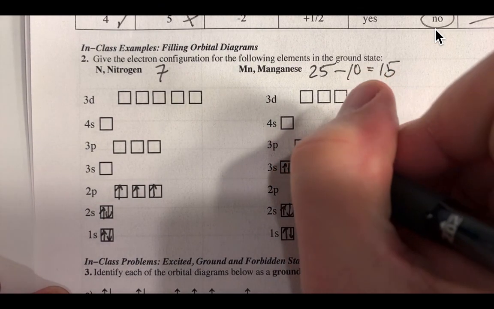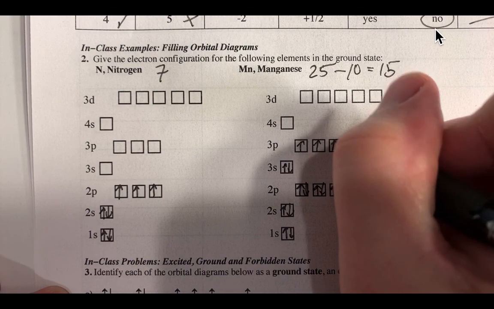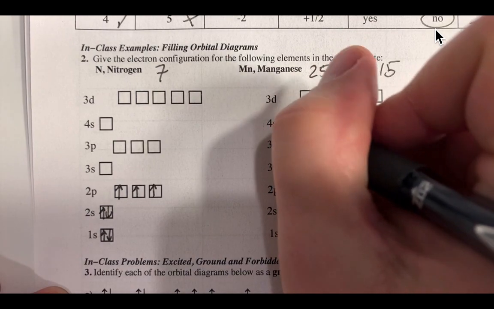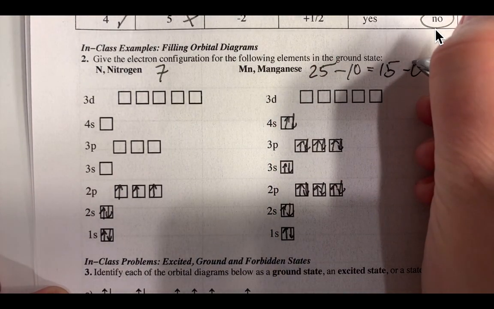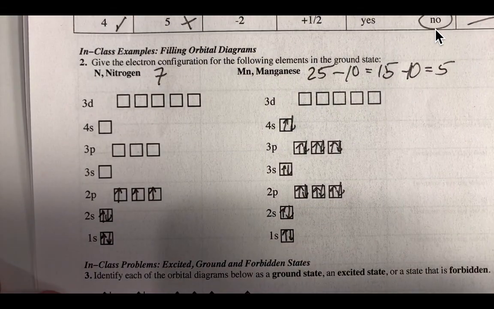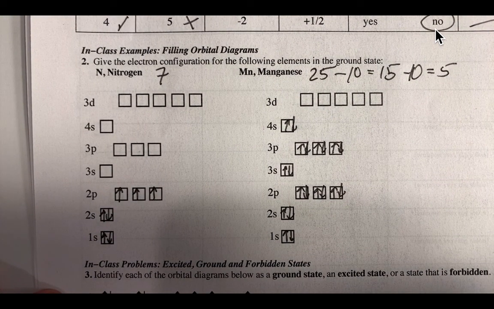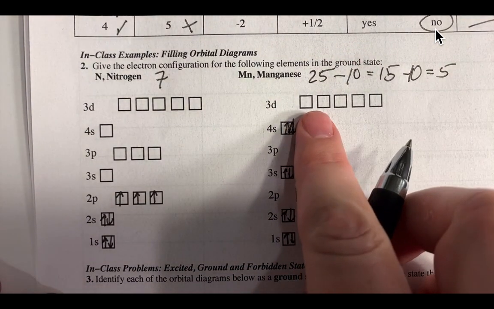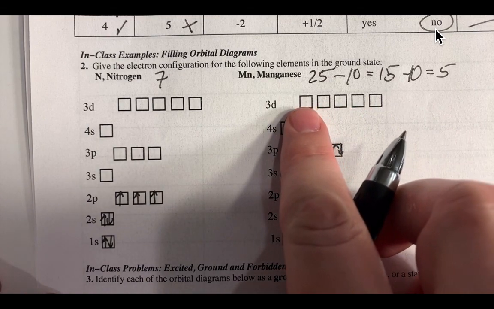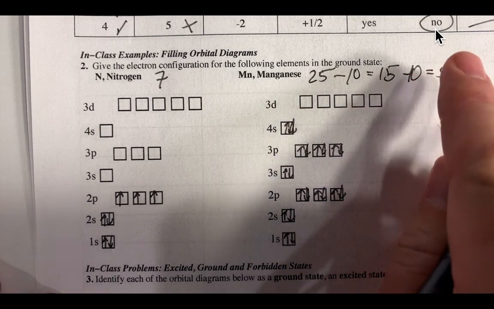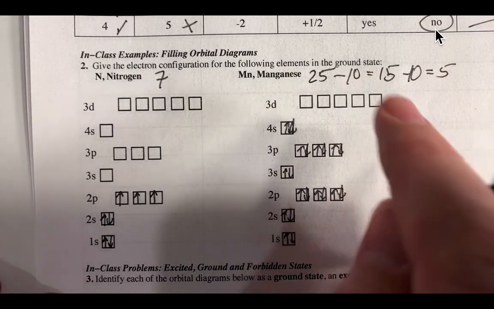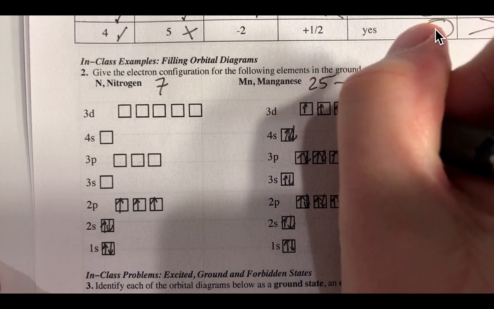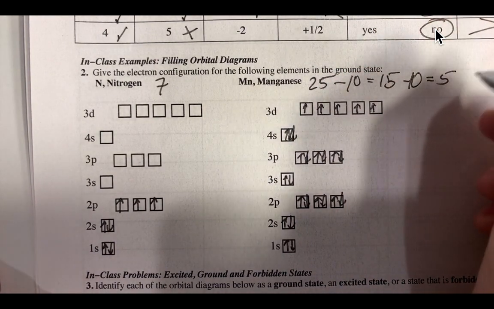1, 2, 3, 4, 5, 6, 7, 8, 9, 10. I used 10 more of them to fill up those boxes, so I'm left with 5. So at this point I have these 5 boxes and I have 5 electrons. And it's going to be the same rules. When I have a set of boxes that are all the same height, so this set here, I'm going to put 1 electron in each box before I put any electrons down. I'll put 1 electron up in each box. 1, 2, 3, 4, 5.